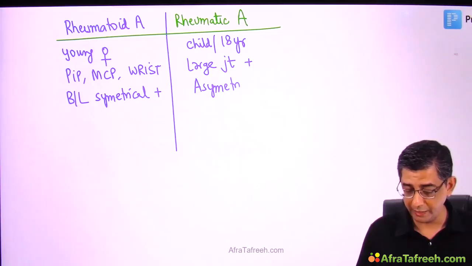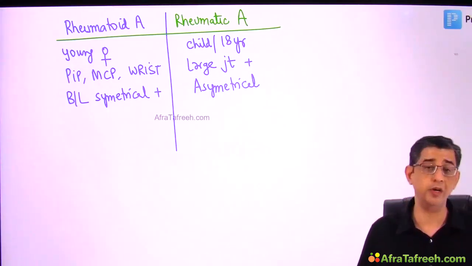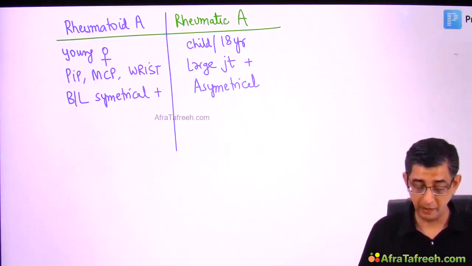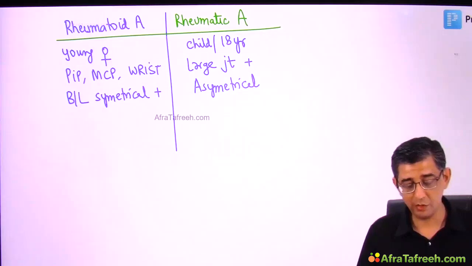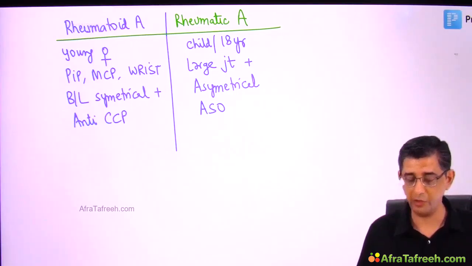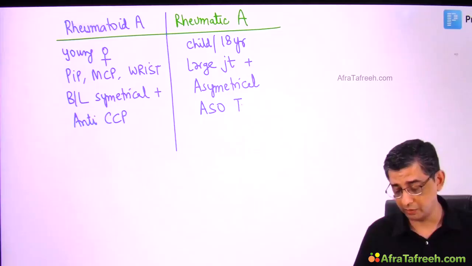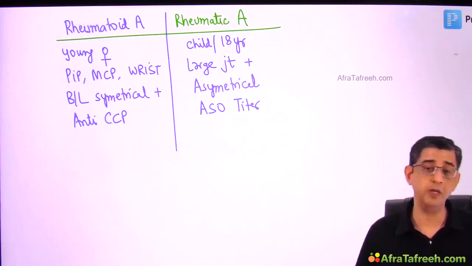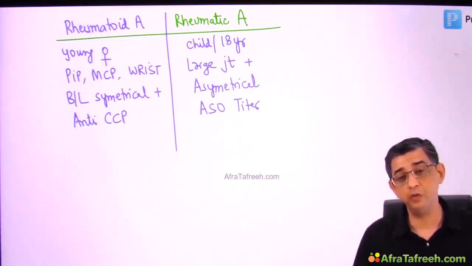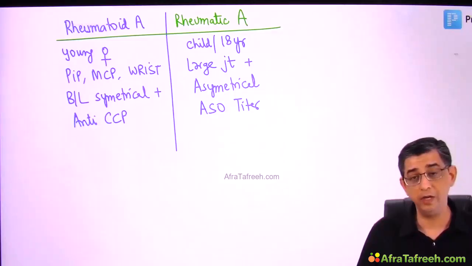It will be rather random. I mean, like today it is elbow joint. Maybe after 2 days, it could be the opposite side ankle joint getting involved in the patient. For the left hand side, that is rheumatoid, the antibody test that we do is called anti-CCP, cyclic citrullinated peptide antibody. Whereas for rheumatic arthritis, the supplemental evidence would be ASO titer, because we are going to have evidence of bacterial infection in the body. So ASO titer will definitely be elevated.